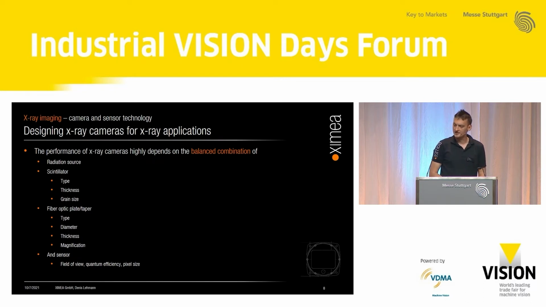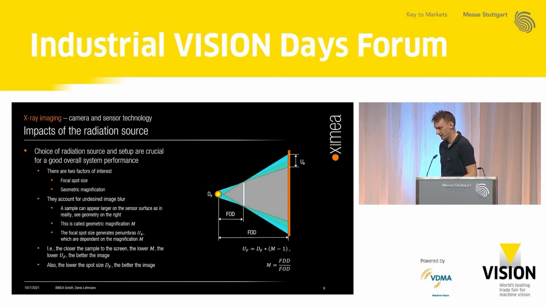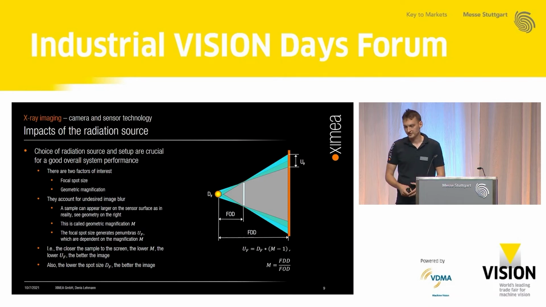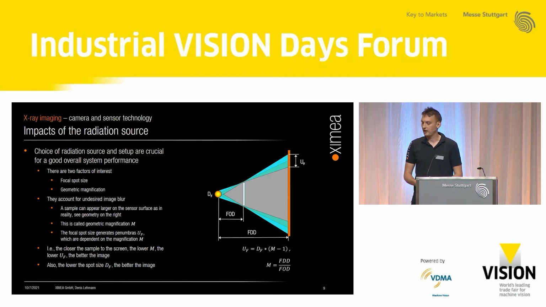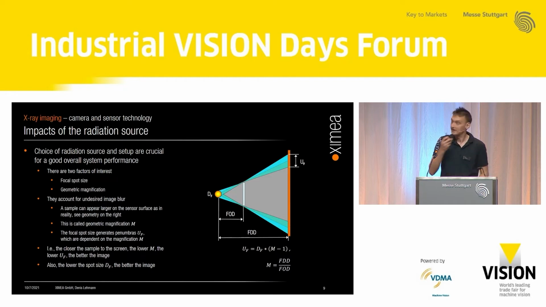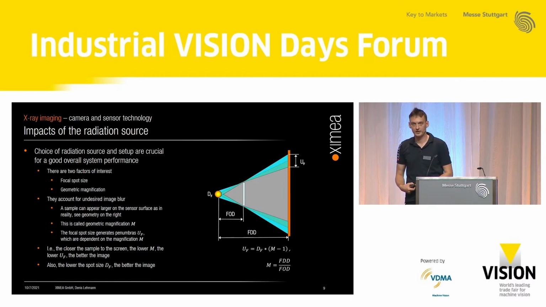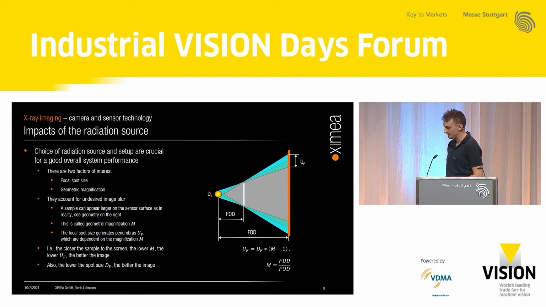The performance of X-ray cameras highly depends on the balanced combination of the radiation source, the scintillator, the fiber optic plate, and the sensor. Let's start with the radiation source. The radiation source has two factors of interest. First is the focal spot size, and the second is the geometric magnification. They both account for undesired image blur. So just imagine that this little line is your sample, and DF is your spot size, your radiation spot. Now, as you can see, the physical setup and especially the distances are important.